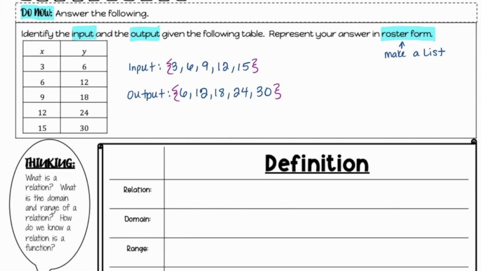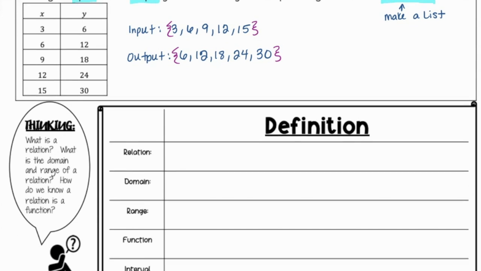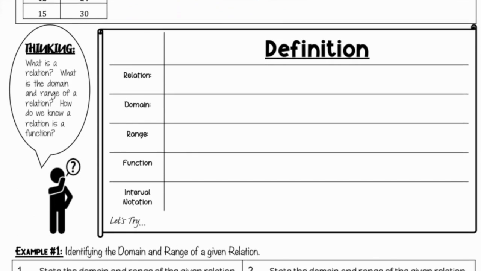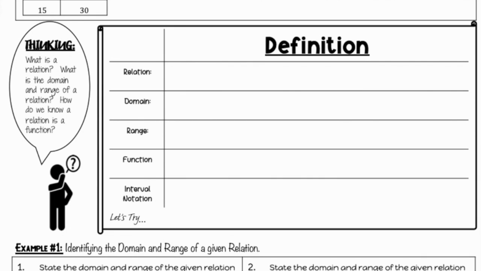So let's see what we're doing today. For today, we are going to start off by defining some definitions that you have already talked about in previous math and then apply them to our lesson. So we are going to be thinking about what is a relation, what is the domain and range of a relation, how do we know the relation is a function? So those are our main focuses. And before I answer any of these, I am going to define some of them.